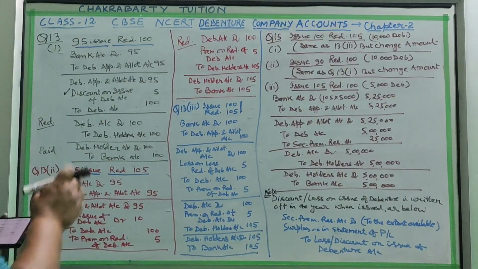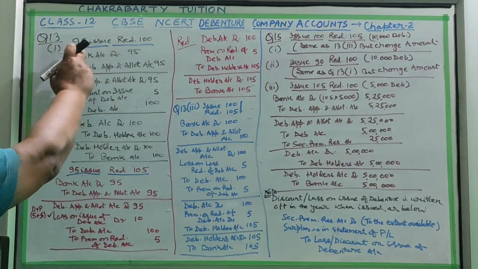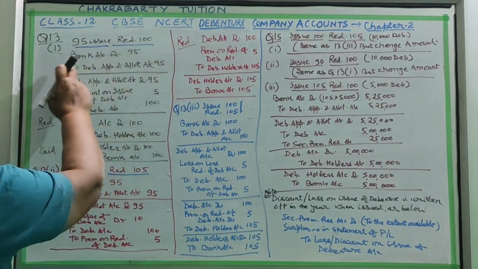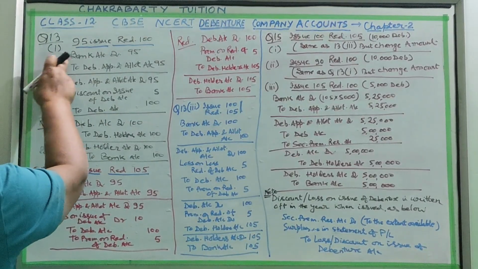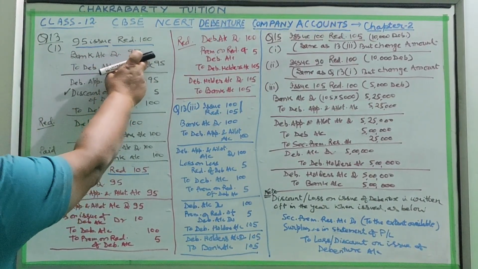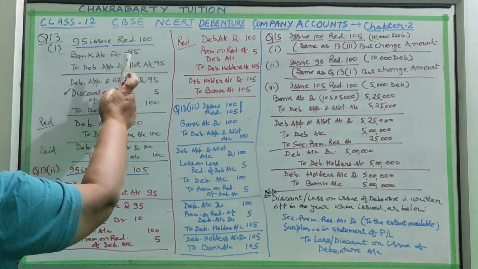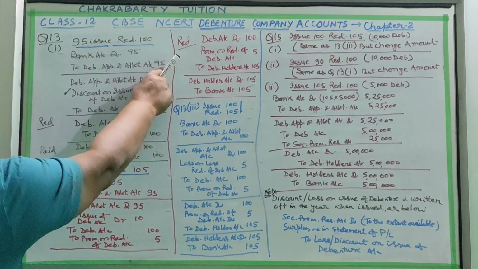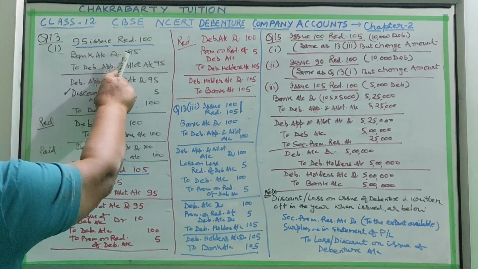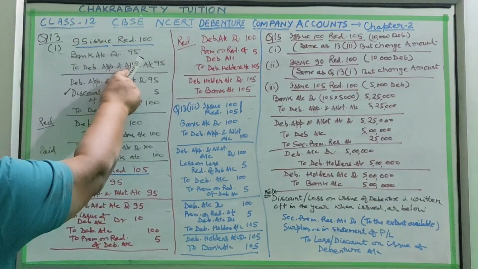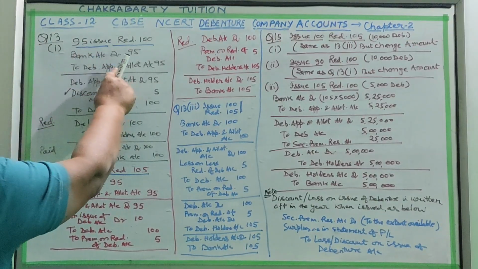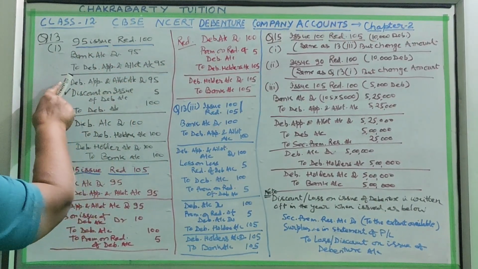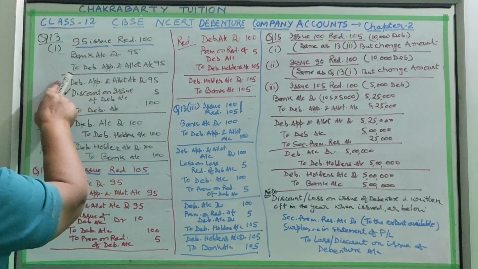First condition is issued at 95 rupees and repayable at 100 rupees. So on issue, bank account you will receive 95 rupees only. So bank account debit to debenture application and allotment account 95 rupees. It is one time only, application and allotment. Full amount is received, so both the accounts will be used. Then this account will be debited.